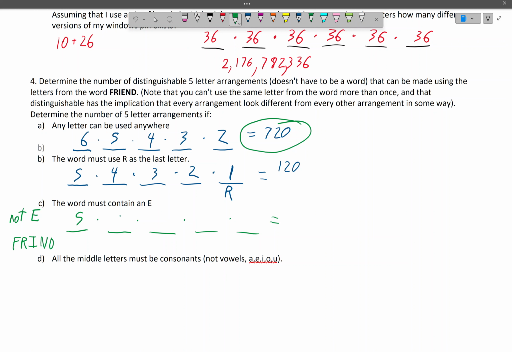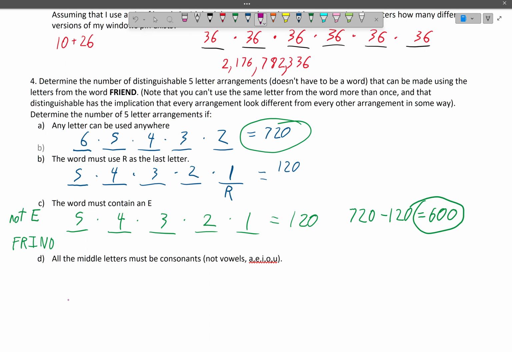And so it'll be 5, 4, 3, 2, 1. So it's 120. But those are the ones that don't have E, so we want the ones with E. So what we're going to do is go 720 minus 120, and we're going to get 600. And this is the number of options that has an E.